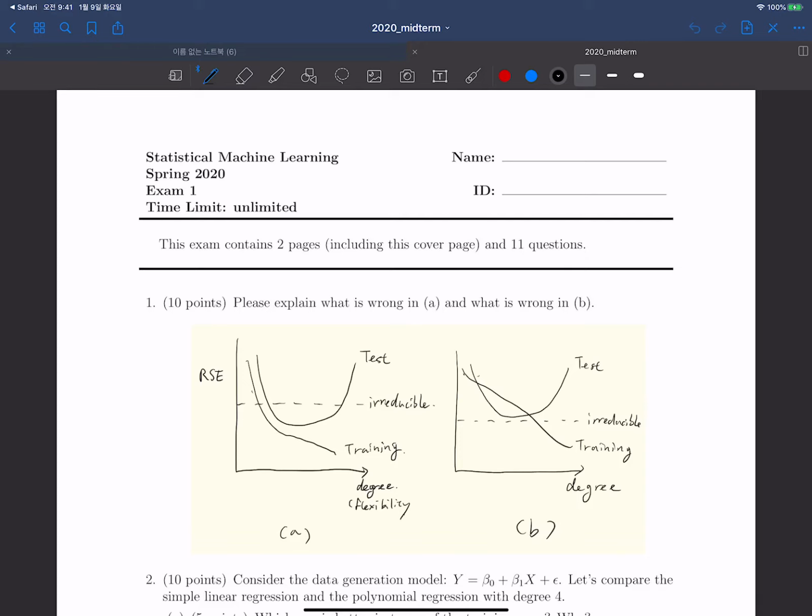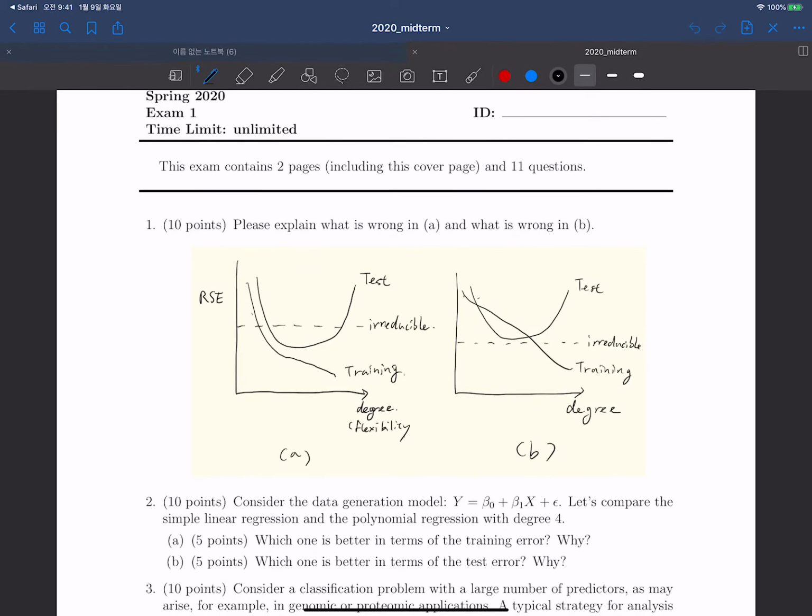Let's go through the midterm exam problems. The first question is about the training error and test error and irreducible error. Both graphs have some wrong point. So we have to correct something from the two graphs. First of all, what is the problem for graph A? Essentially, the meaning of irreducible error is observation error.